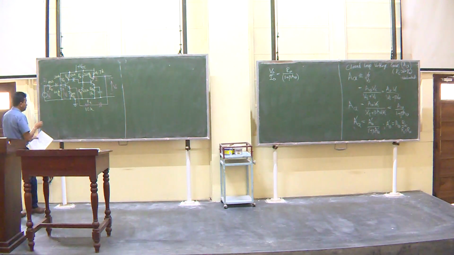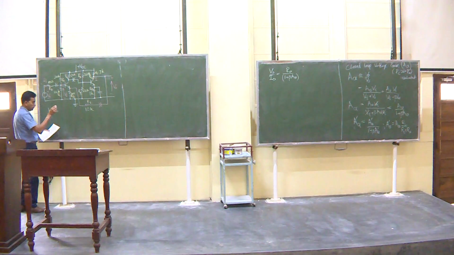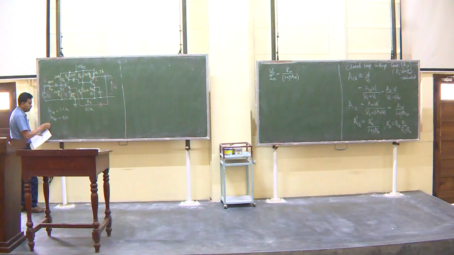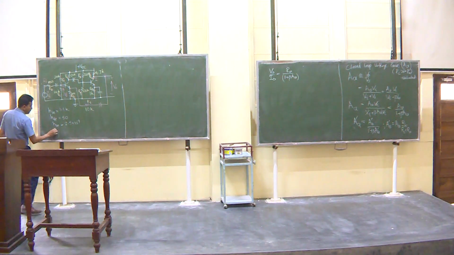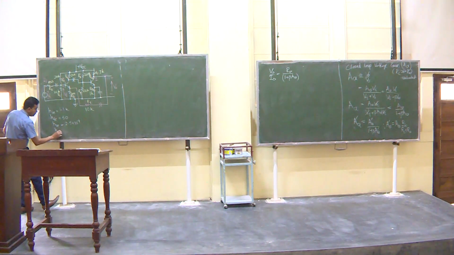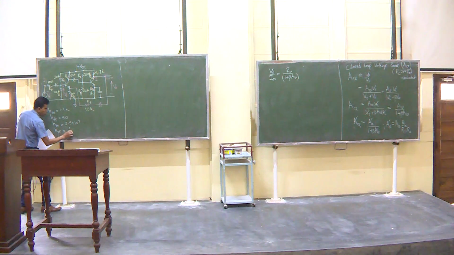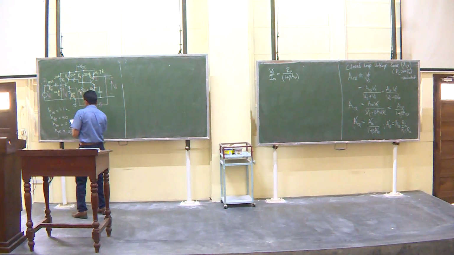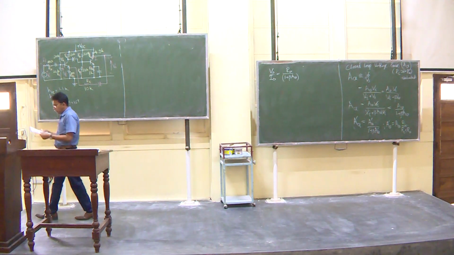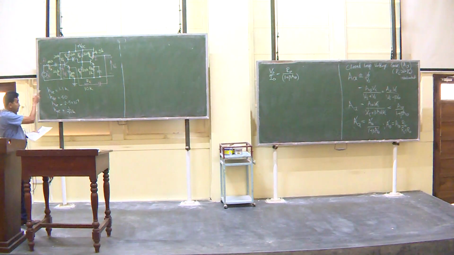Additional information is given. HIE is equal to 1.1 kilo ohms. HFE is 50, that is beta. HRE is 2.5 times 10 to the minus 4, and HOE is 1 over 40 kilo, right. So, these are the things that you have. The two transistors are identical.